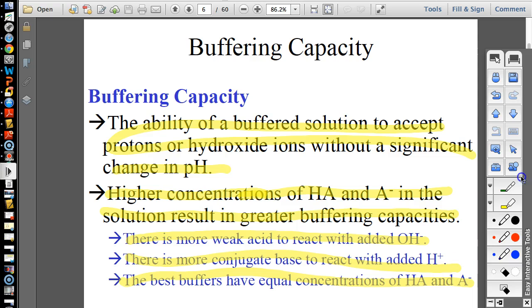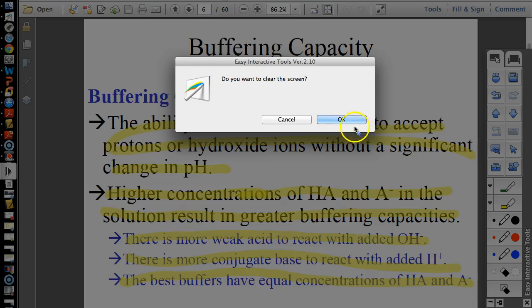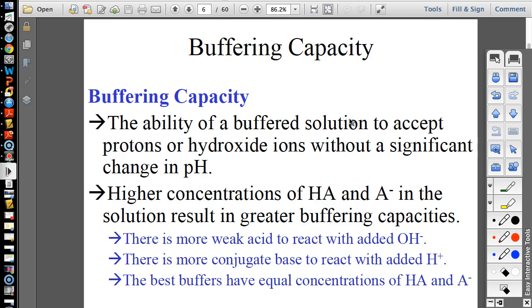Not yesterday, last week when we did the lab, and we had the pH equal to the pKa of the acid. I'm about to explain to you why that worked. It's all going to make sense.